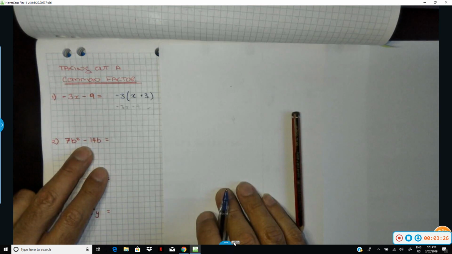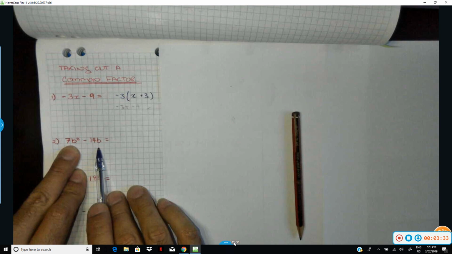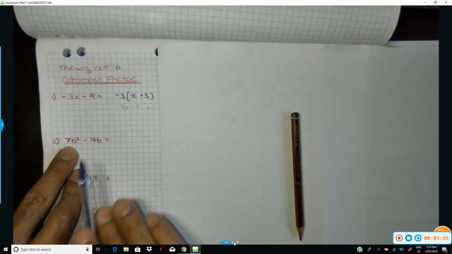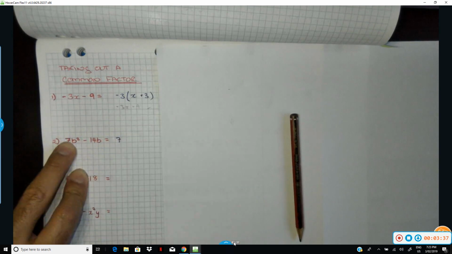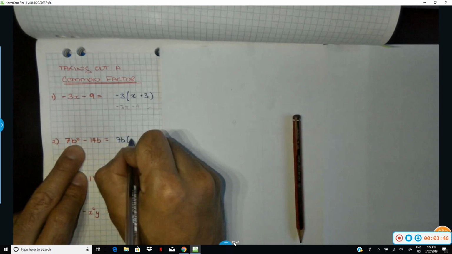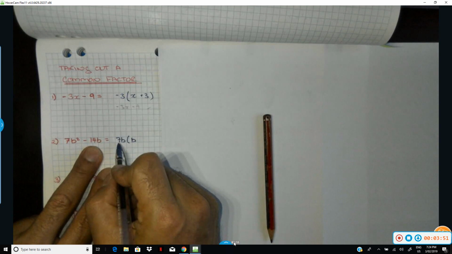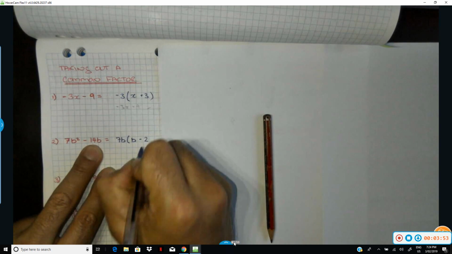All right, second example, 7b squared minus 14b. The common factors between 7b squared and 14b, well, there's 7, because 7 is in 7b and 14, and b. So 7b times b gives me 7b squared. 7b times -2 gives me -14b, and that's my answer for that one.